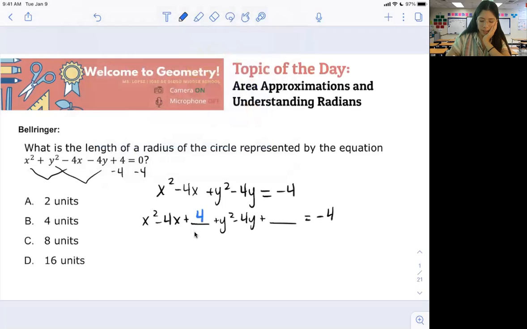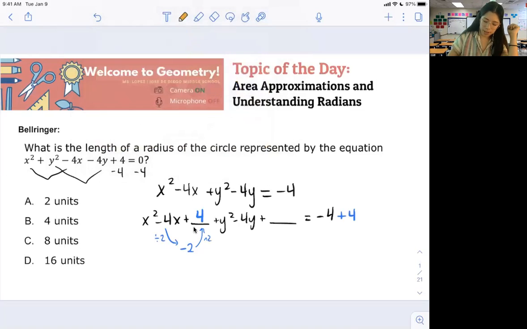As a quick reminder, we divide this by 2 to get -2. Then I'm going to square that number to the power of 2. I got +4. But since I put it there, where else do I have to do that? On the other side. So +4 over here as well.